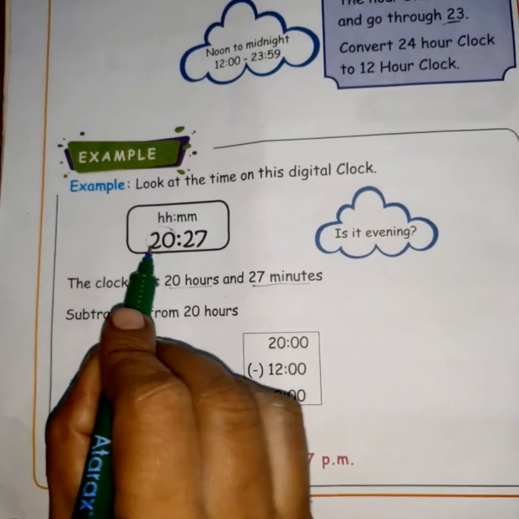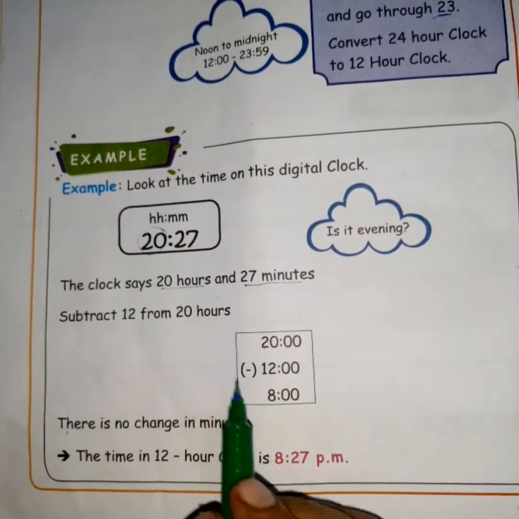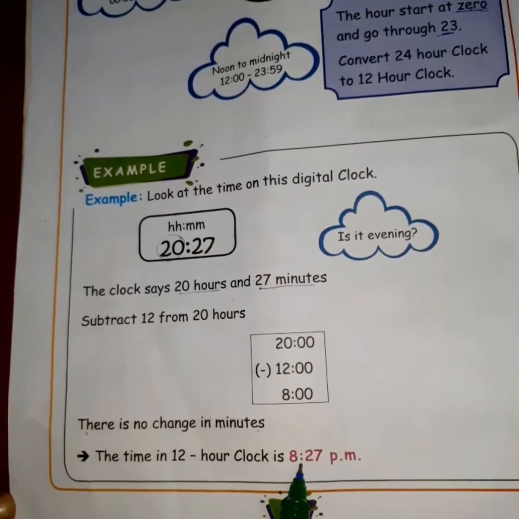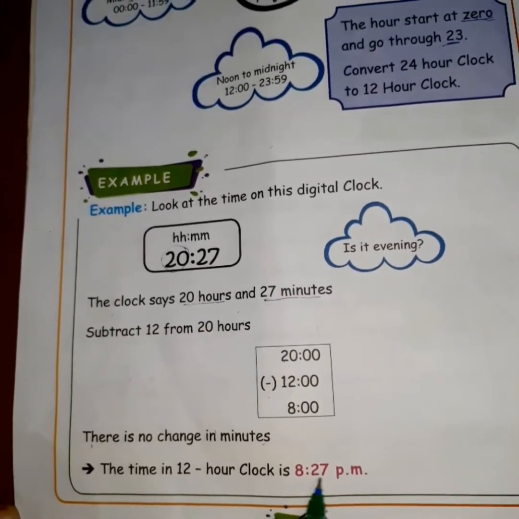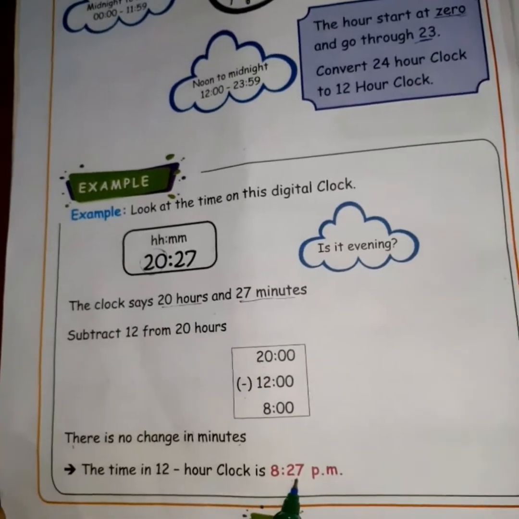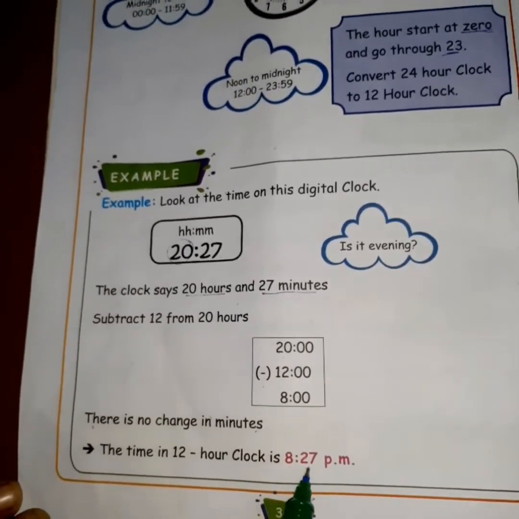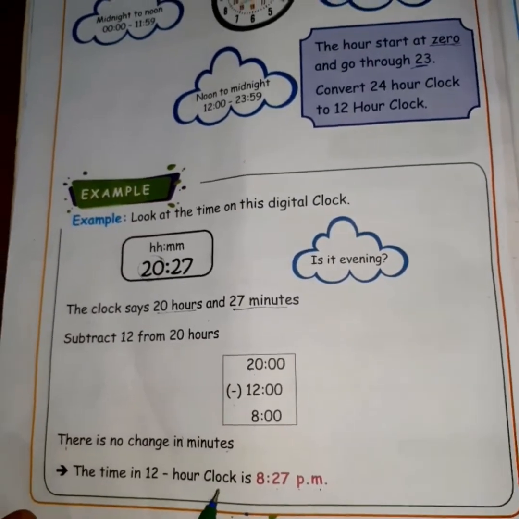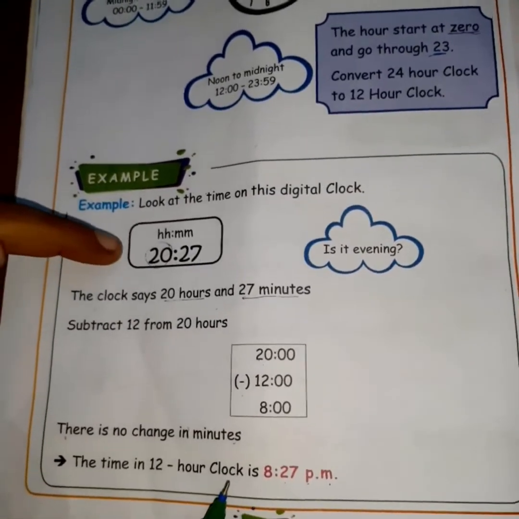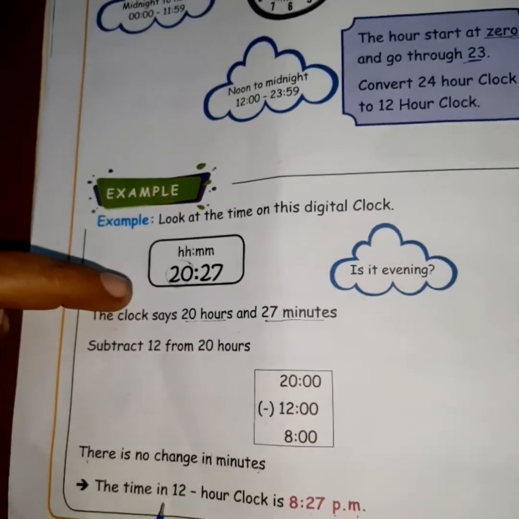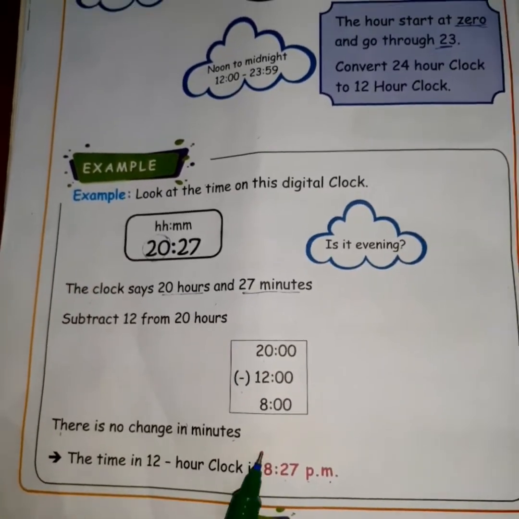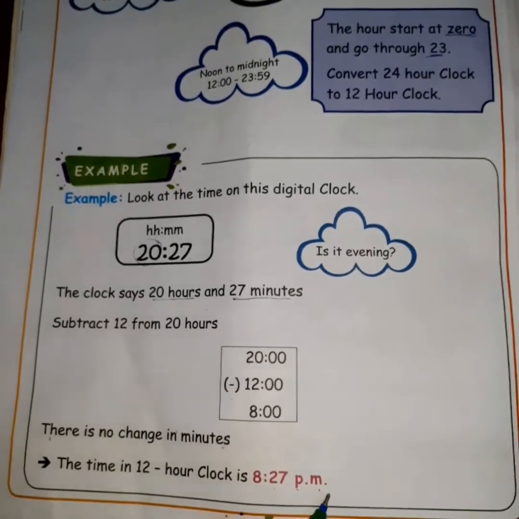So how do you write it? 20 is converted to 8. So 8 hours and 27 minutes PM, 8:27 PM. The time in the 12-hour clock, from the railway time, is 8 hours 27 minutes PM.